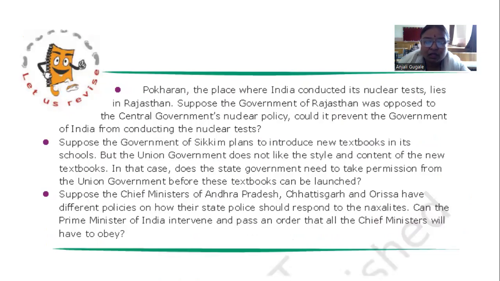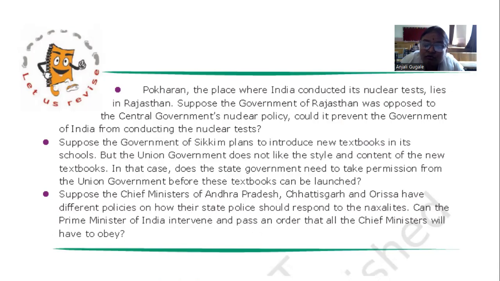Okay. Then the third one is: suppose the chief ministers of Andhra Pradesh, Chhattisgarh and Odisha have different policies on how their state police should respond to the Naxalites. We have learned about the Naxalites in your earlier classes also, the people who were against many of the government policies of the government of India. So they formed these terrorist groups in the Naxal areas. It's a kind of terrorist group of people, and it is not there in just one state. Different states have this problem of dealing with the Naxal terrorists.